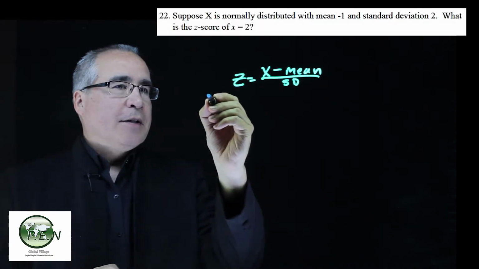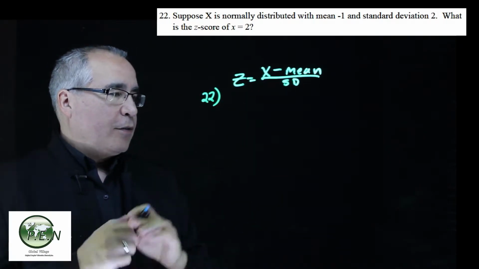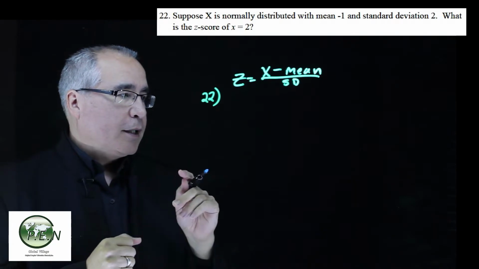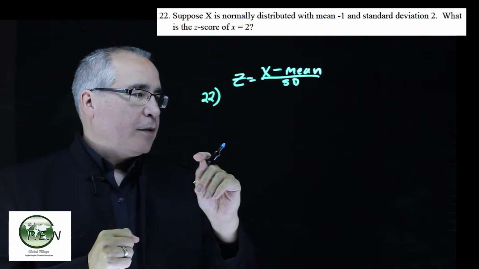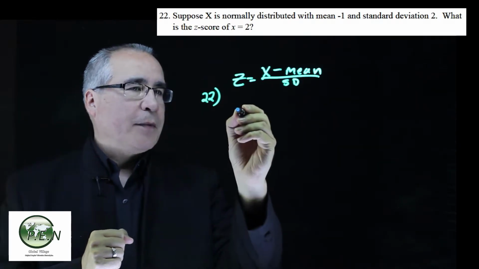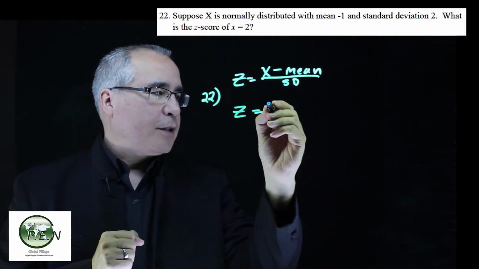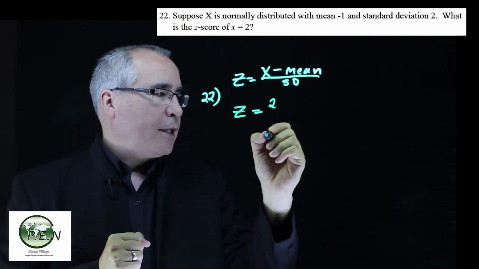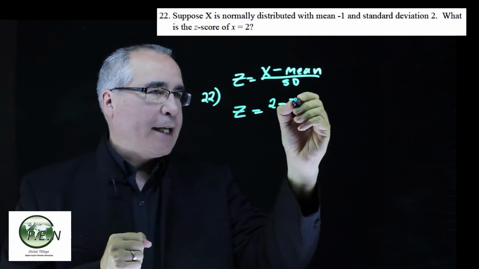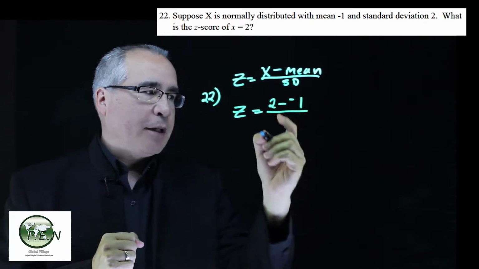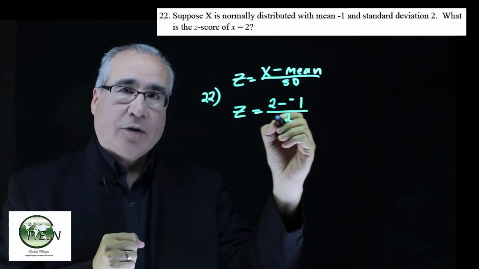So, starting off with question 22 here, we have x is normally distributed, that's important, with a mean of -1 and a standard deviation of 2. What is the z-score of x equals 2? So notice, we take this formula, the x goes first, so the x is 2. We put in the mean, we're going to subtract the mean, so we're going to subtract -1, and then we're going to divide by that standard deviation, which they tell us is 2.